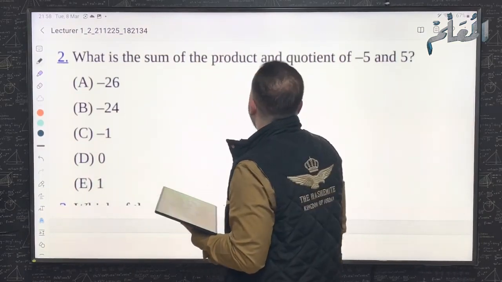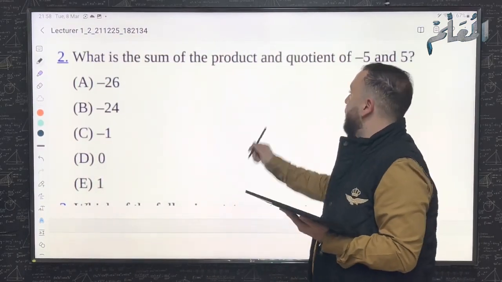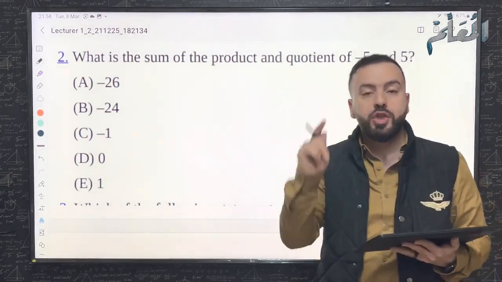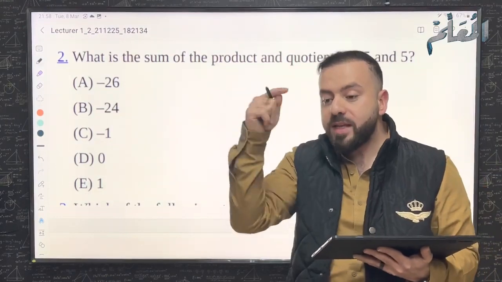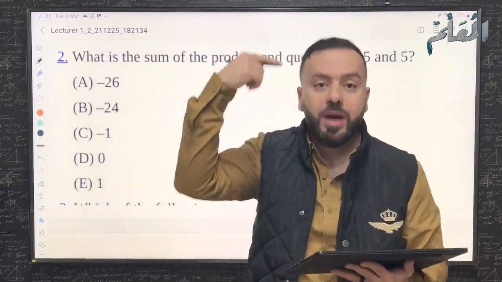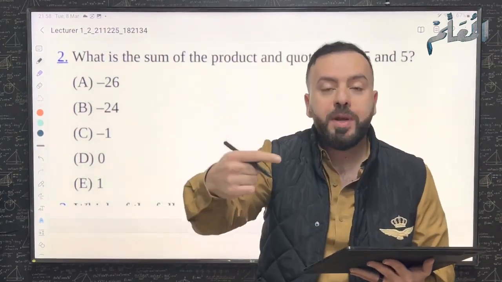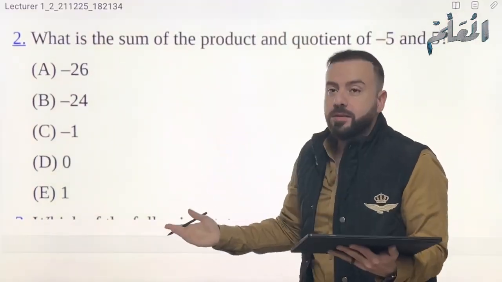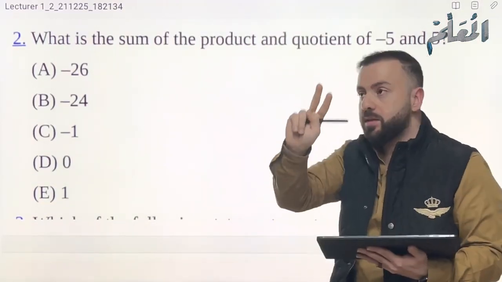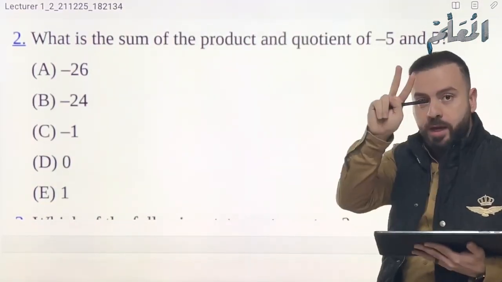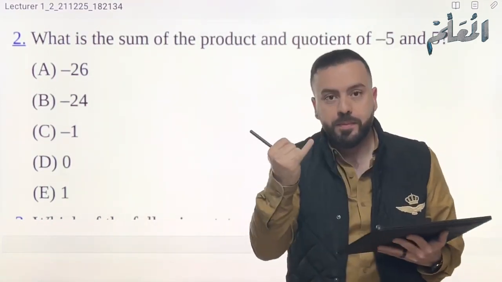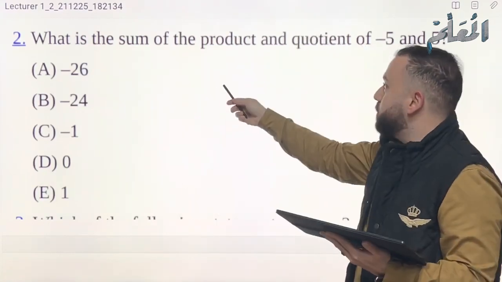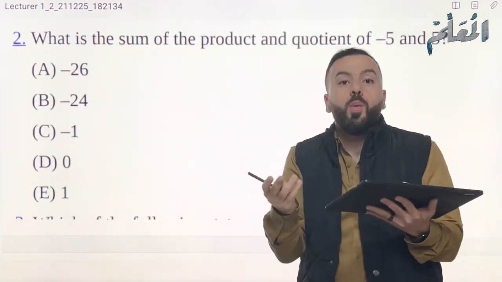What is the sum of the product and quotient of -5 and 5? Check this. What is the sum? It means that after you simplify what, mister? What is the sum of what? The product, stage 1, and the quotient, stage 2. After we get the product and the quotient, we can have the sum of which numbers?